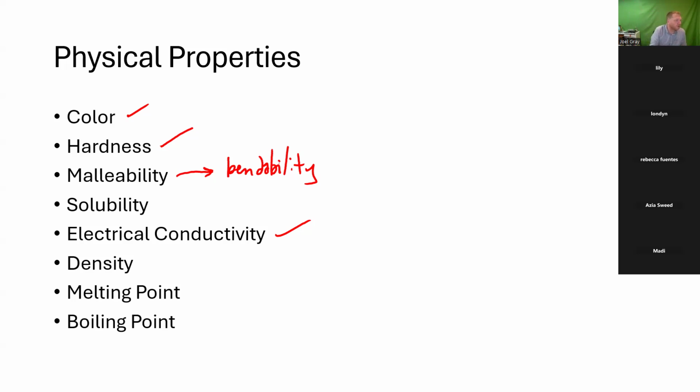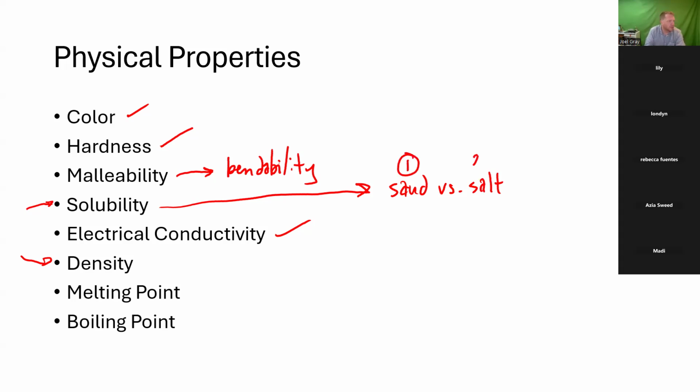There's two that I wanted to talk about specifically, solubility and density. Now, whenever I think of solubility, there's two things that come to mind. The first substance I think of is sand. And I'll say sand versus salt. I'm going to say 1 for sand and 2 for salt.